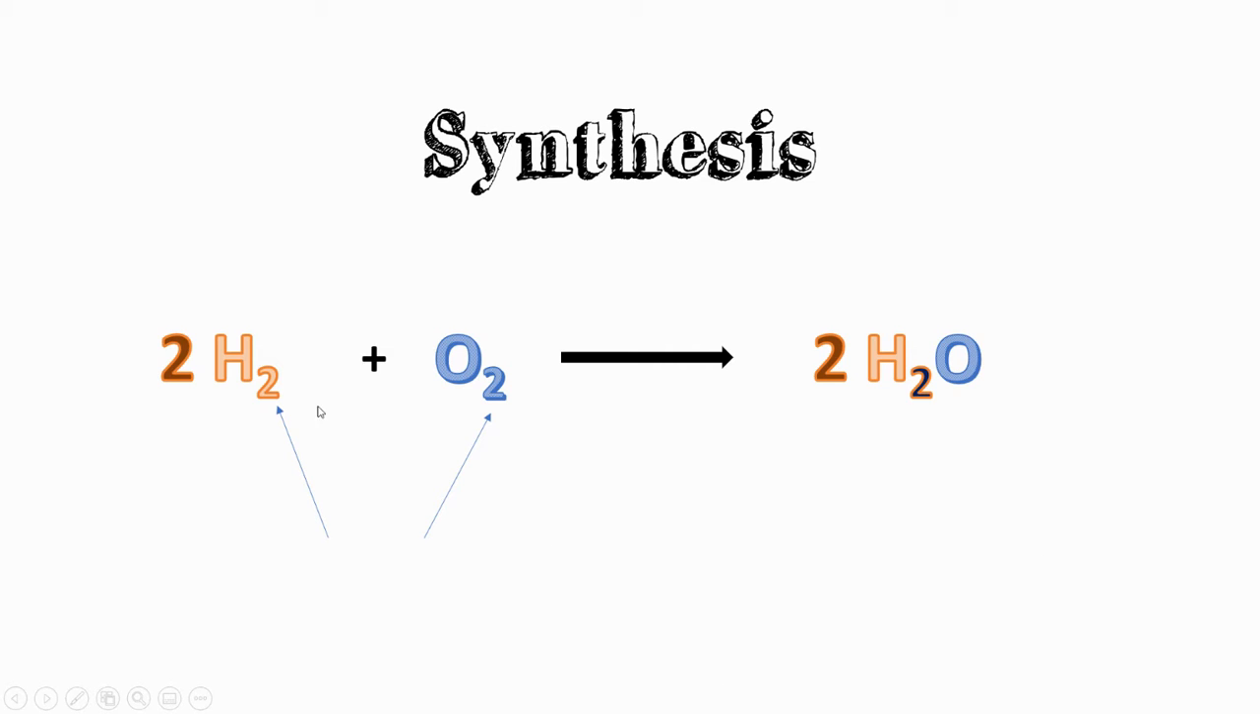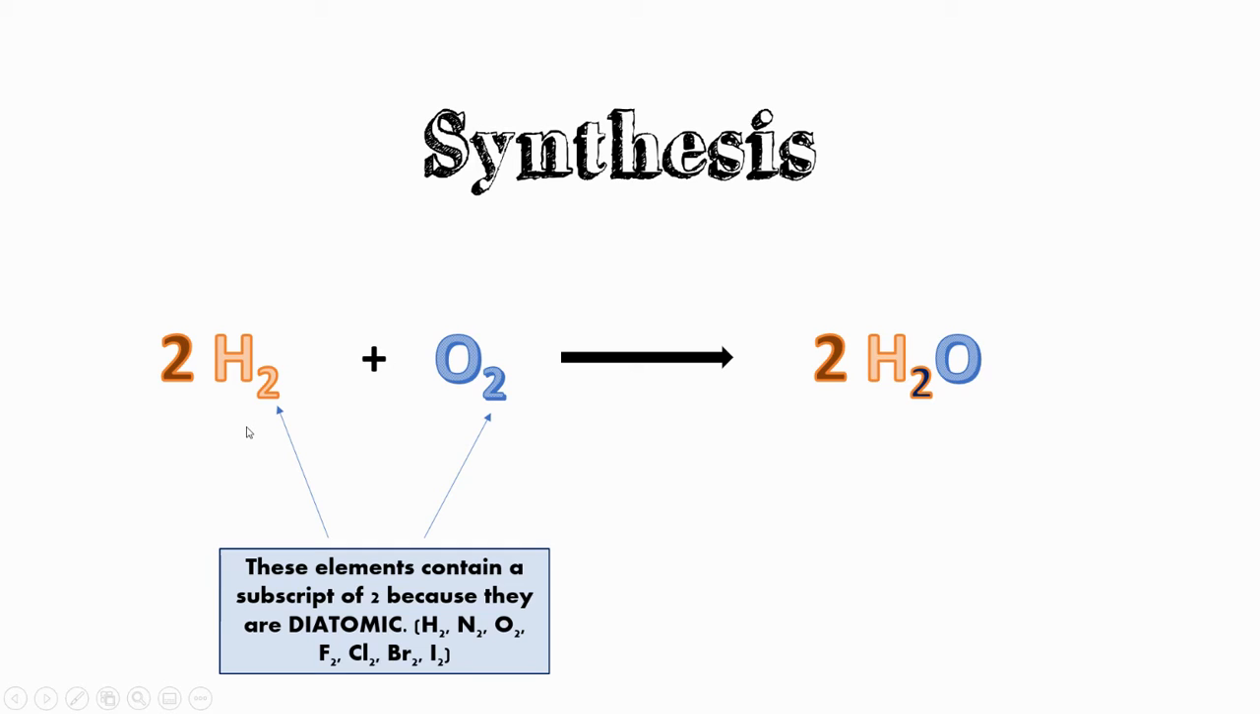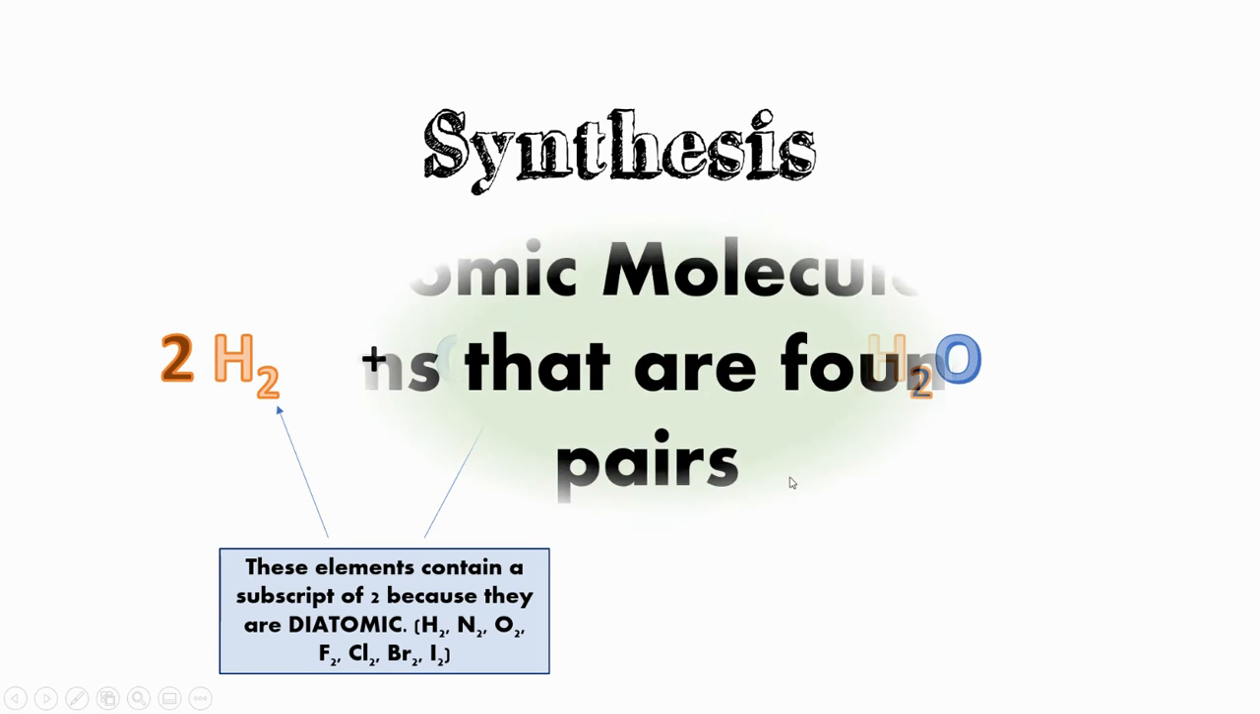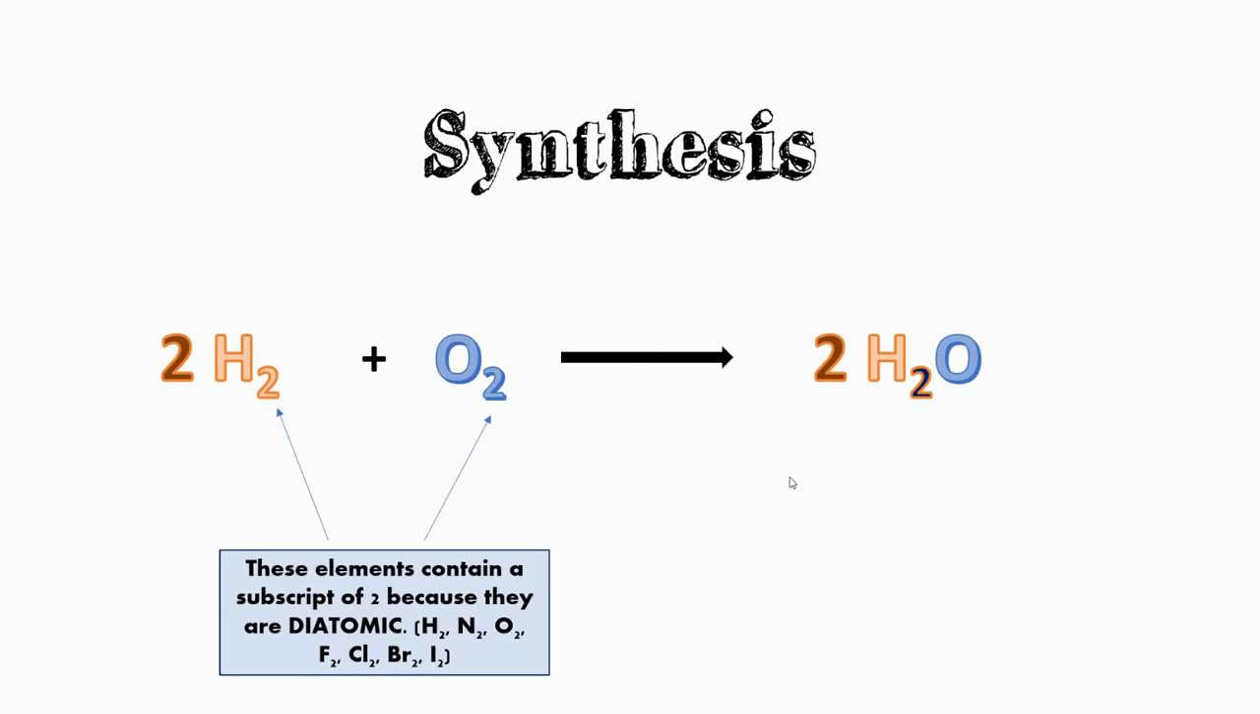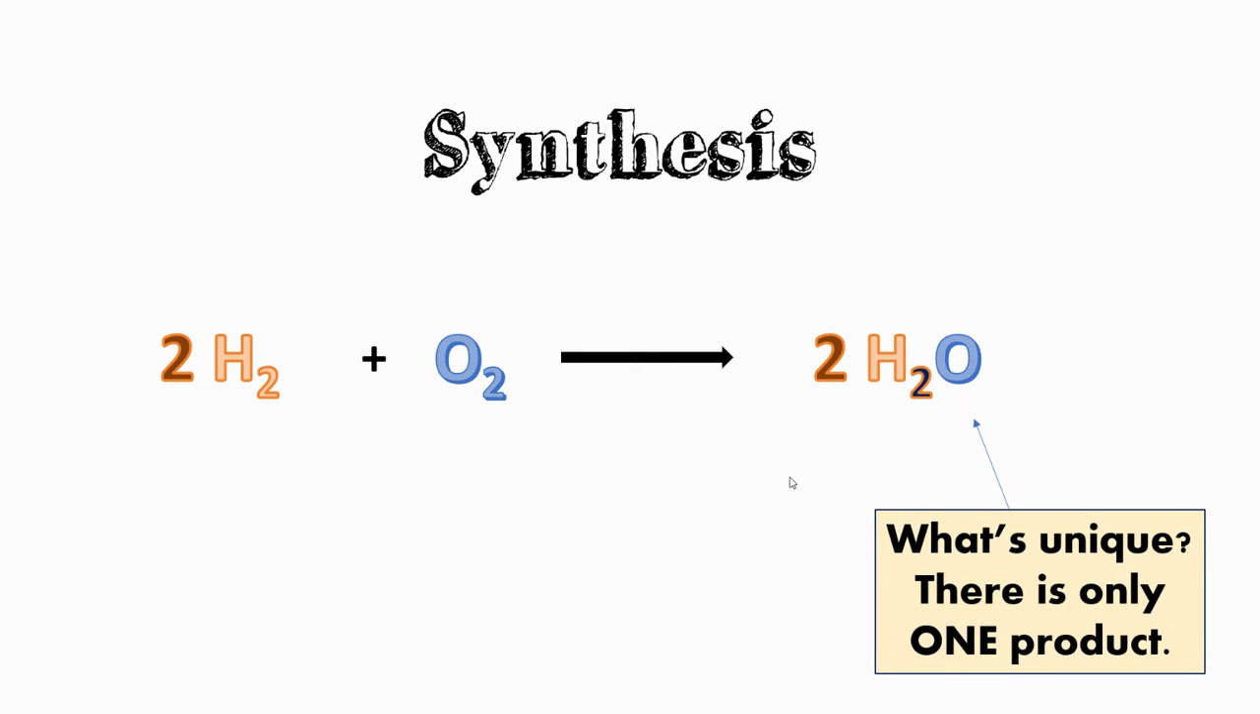These 2s you see down here, if you recall from previous lessons, need a 2 because these are 2 of the diatomic elements. Remember the 7 diatomic elements, Brinkelhoff, are H, N, O, F, Cl, Br, and I. When hydrogen and oxygen are by themselves, they need a 2 beside them. So diatomic molecules are those atoms that are found in pairs. And what's unique about a synthesis reaction is that there's only one product.